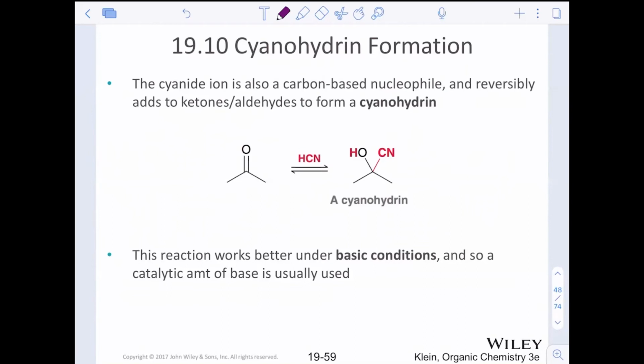This reaction works better under basic conditions, so a catalytic amount of base is used.